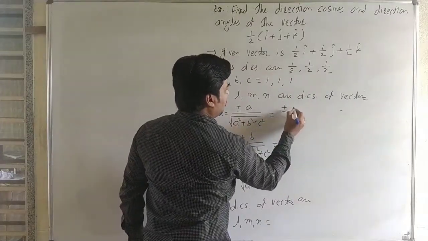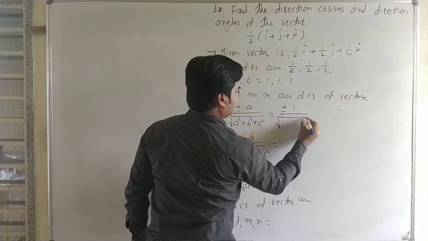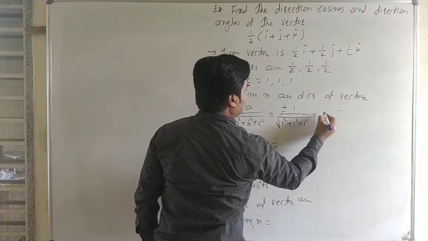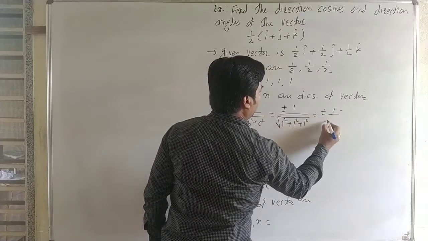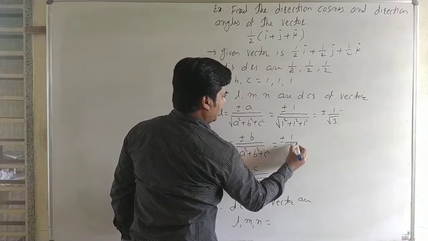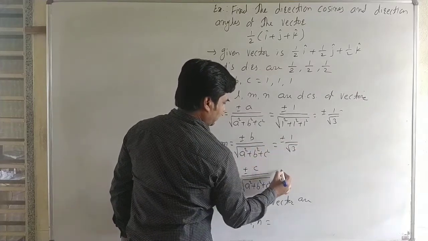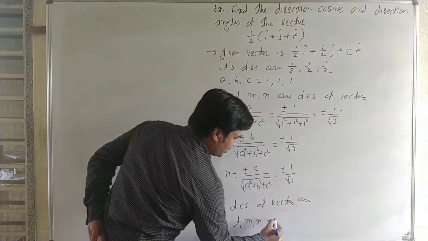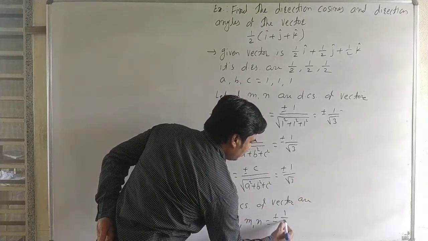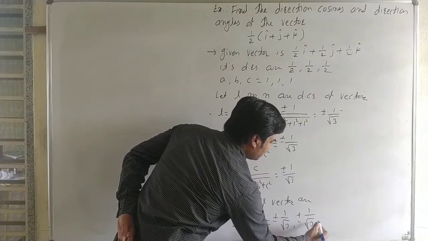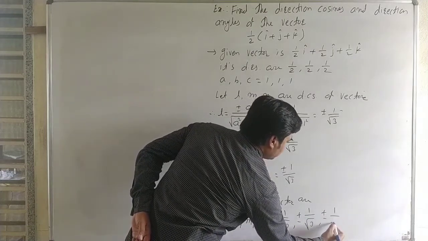Then it is plus or minus 1 upon under root 1 square plus 1 square plus 1 square, and that is plus or minus 1 by under root 3. Then again plus or minus 1 by under root 3, and also plus or minus 1 by under root 3. Therefore the direction cosines are plus or minus 1 by under root 3, plus or minus 1 by under root 3, and plus or minus 1 by under root 3.